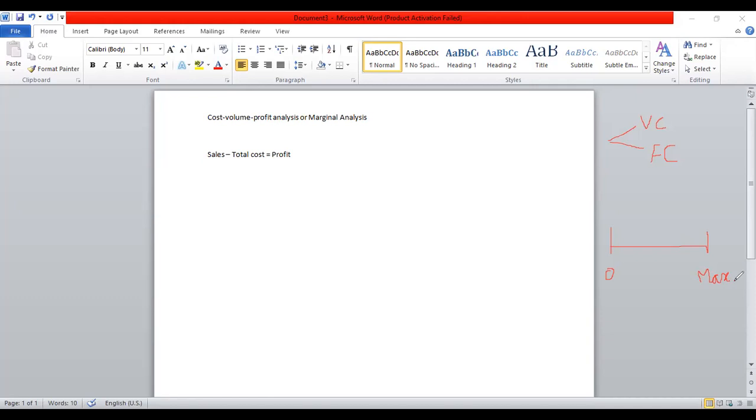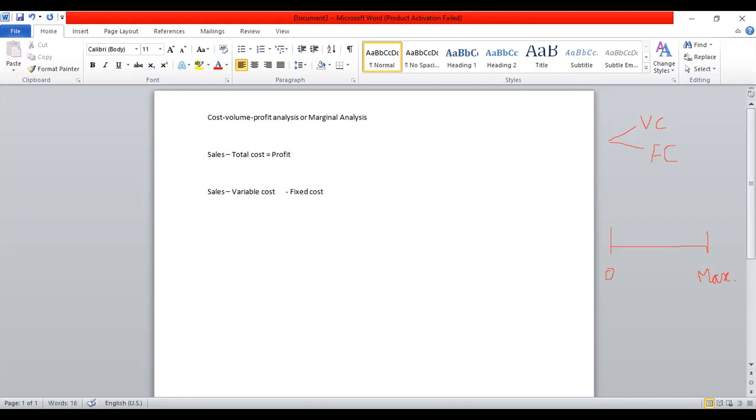So the suggestion is that the equation should not be as simple as sales minus total cost is equal to profit, but divide this total cost, or categorize it into variable and fixed cost, and use another equation. So the equation is, first from the sales, the variable cost is deducted. The total cost is not deducted, the variable cost is deducted. But after a while, even the fixed cost is also deducted, but separately they are deducted.